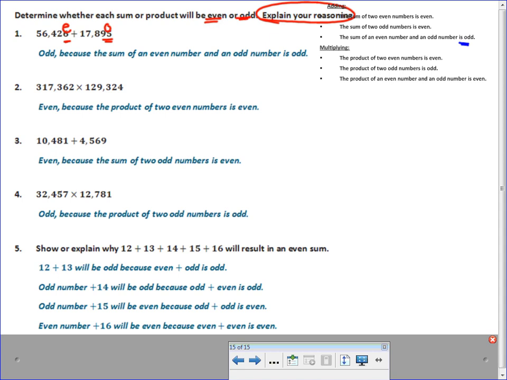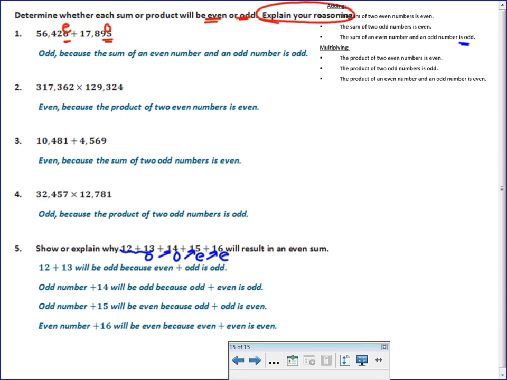I apologize, I did make an error back here. So that was odd. Plus even would be odd. Plus odd would be even. Plus even would be even. So that's exactly how your homework should look when you're setting it up. And that's all that you have to do. You don't have to solve. You don't have to find the sum. You don't have to find the product at all. Okay?